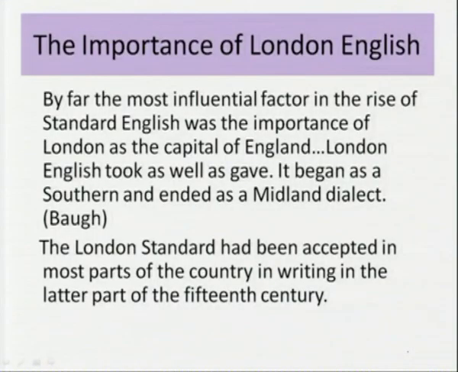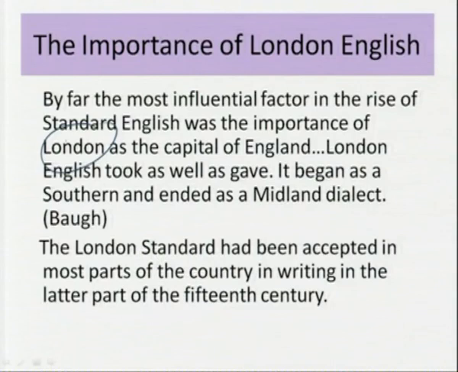And also, as the reading public grew, with the coming of the printing press in England, there are many factors, and you will find this in the lecture on early modern English. There are several factors, like the spread of popular education, which gave rise to a standard English. Now, the importance of London English, as Baugh says here, was that by far the most influential factor in the rise of standard English was the importance of London as the capital of England.